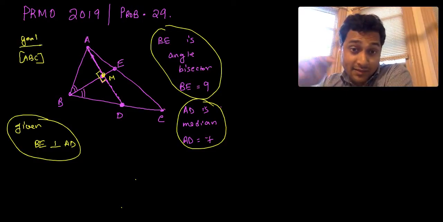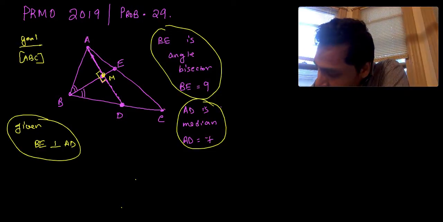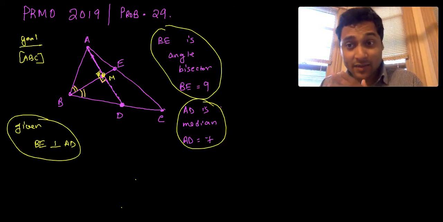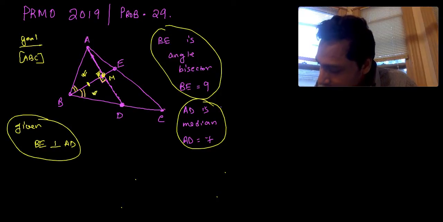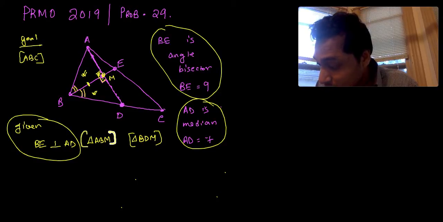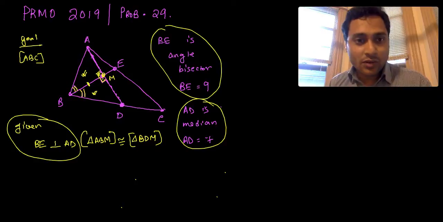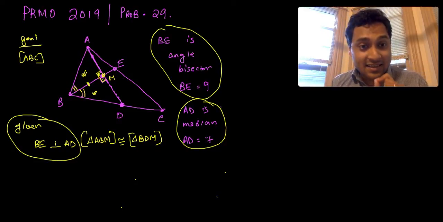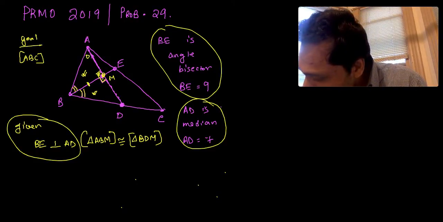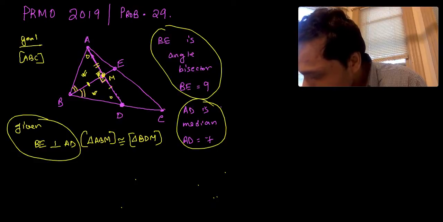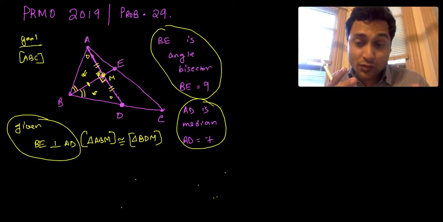Okay, fine. So let's suppose the point of intersection is M. Now notice that these two angles are 90 degrees. These two angles are equal because BE is the angle bisector, and this side is common. So you can easily see that these two triangles, triangle ABM and triangle BDM, are in fact congruent. So if these two triangles are congruent, then these two angles are equal, and these two sides are equal.